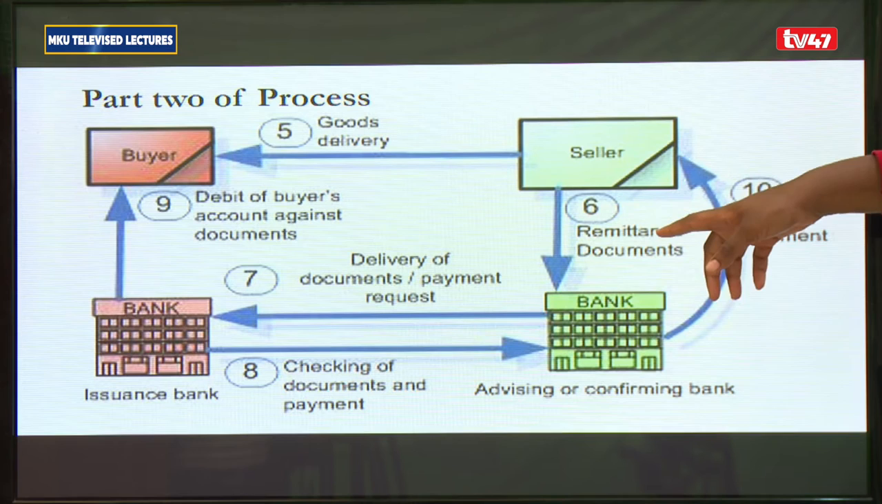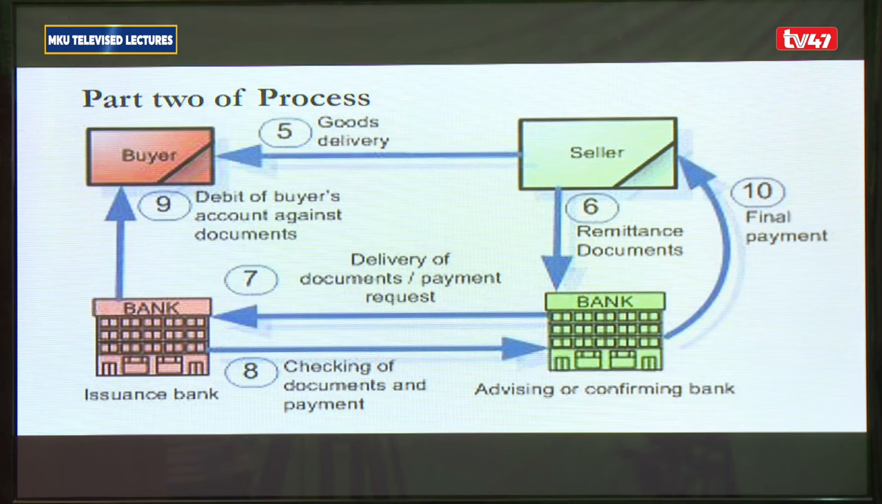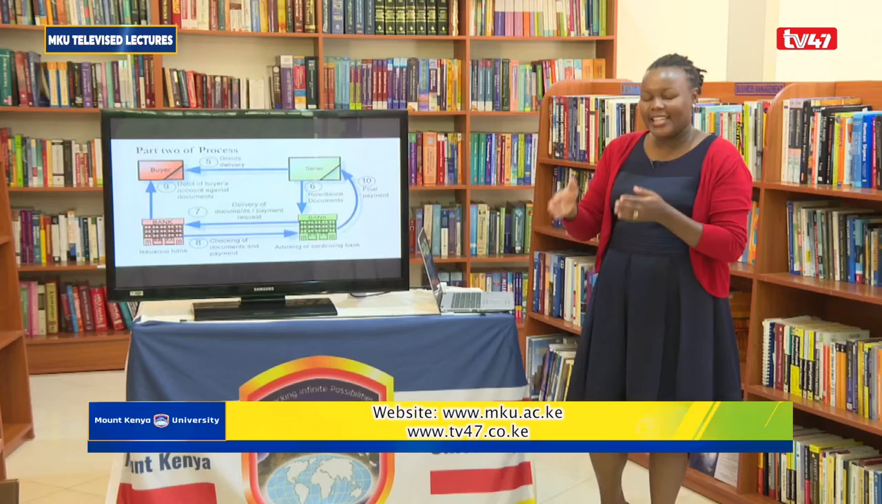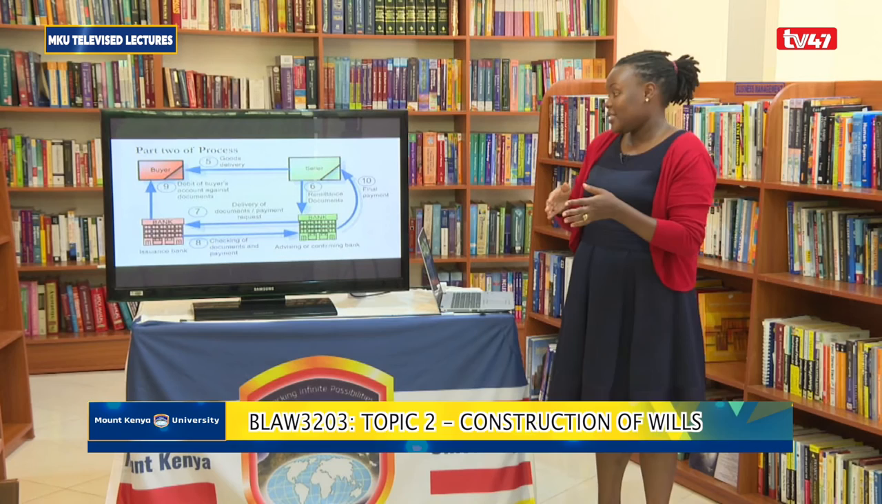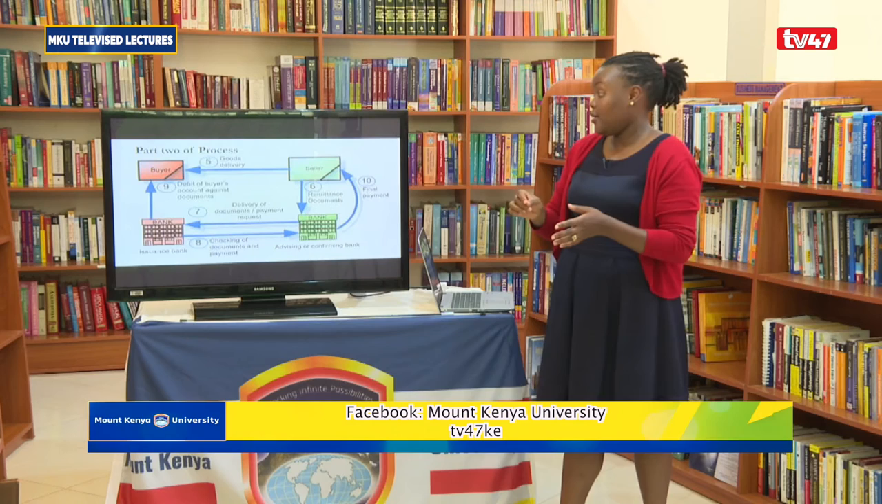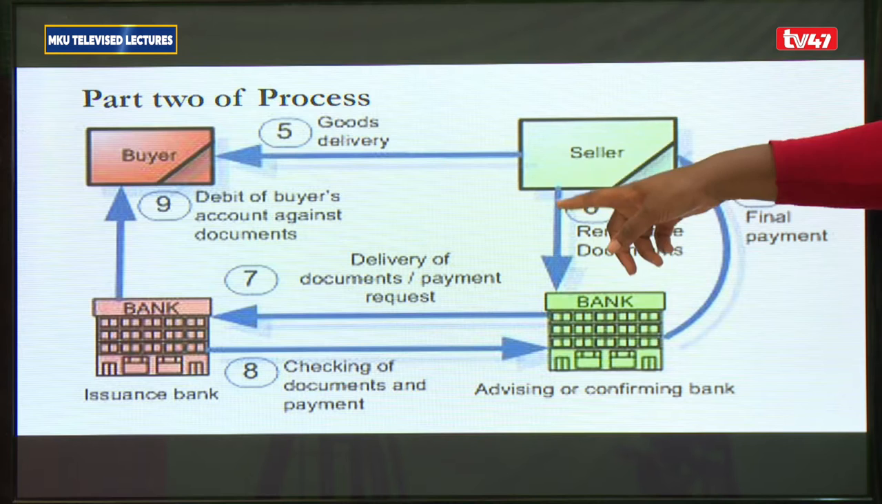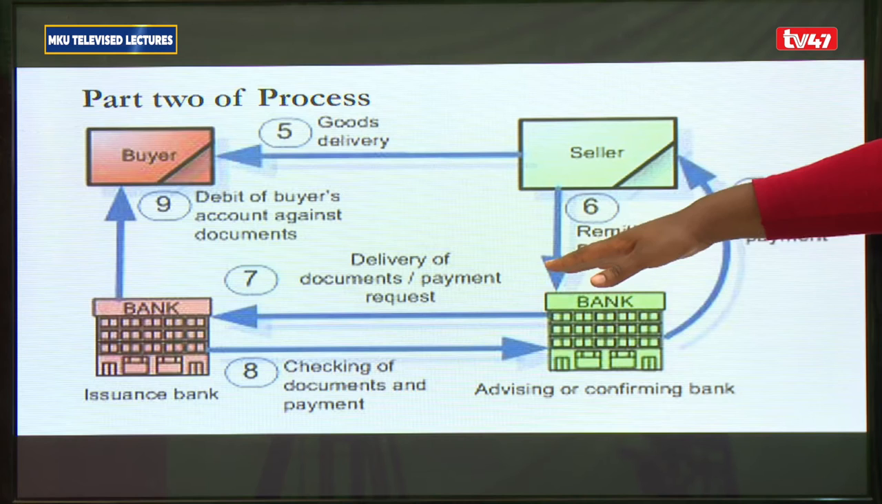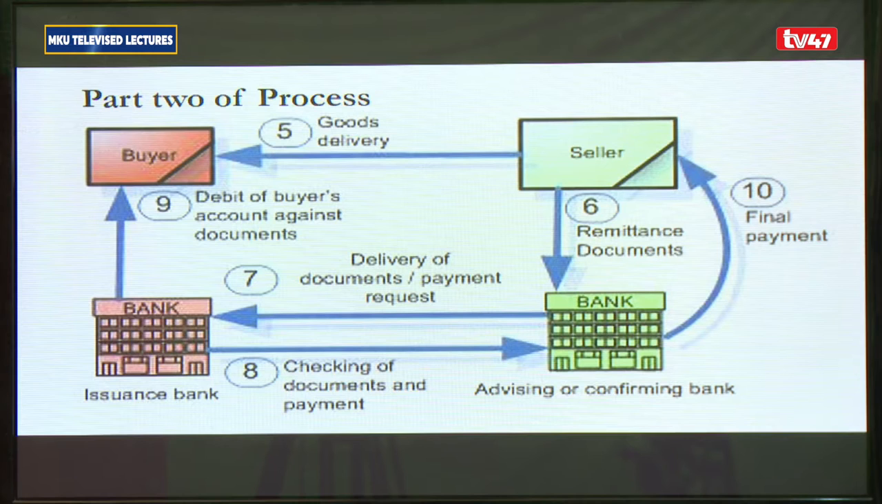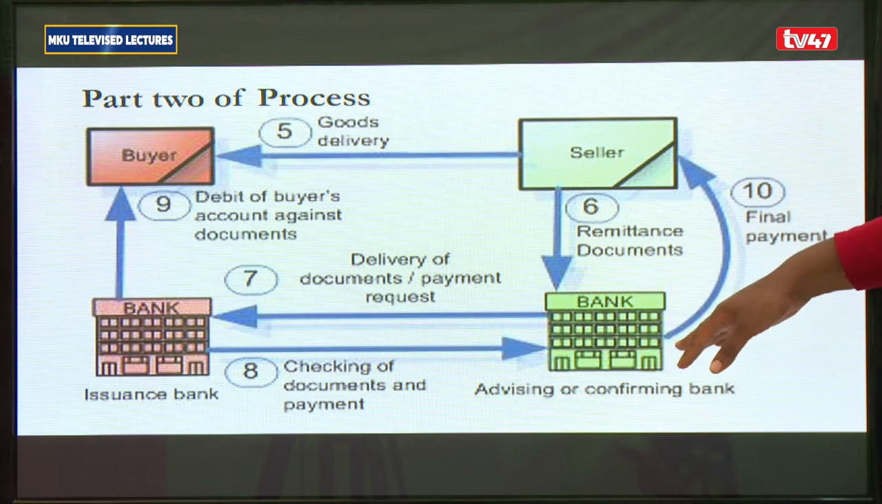The advising or confirming bank then sends the documents to the issuing bank. The issuing bank will receive those documents and countercheck them against the sale agreement in terms of what the parties had agreed. A documentary credit essentially should have 100% compliance with what is in the sale agreement and what has been reflected in the documentary credit. So once that happens, the issuing bank will check the documents. If they are 100% in compliance, then they will pay the money to the advising or the confirming bank.